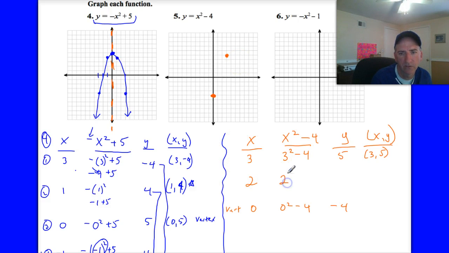And let's try, how about x is 2 this time? All right, that would be 2 squared minus 4. 4 minus 4 is 0. Oh, that's nice. 2, 0. That's right there on my axis. 1, 2, 0. And then let's go to the other side.